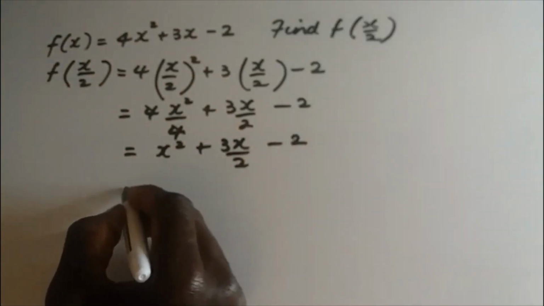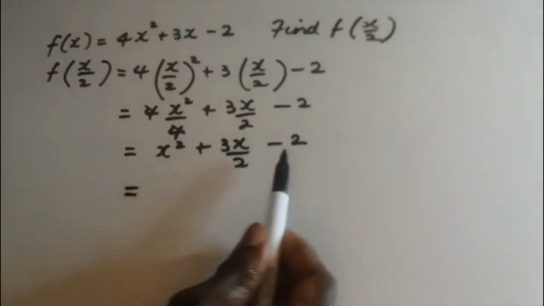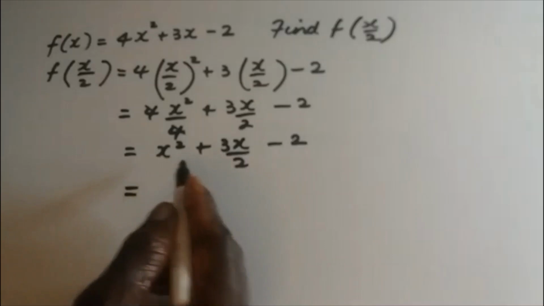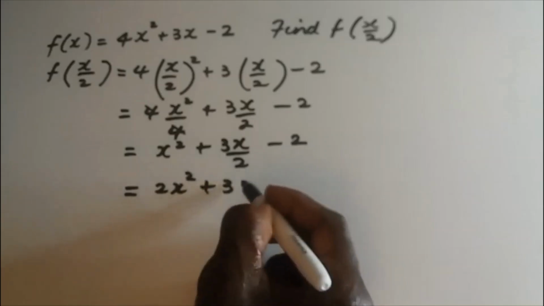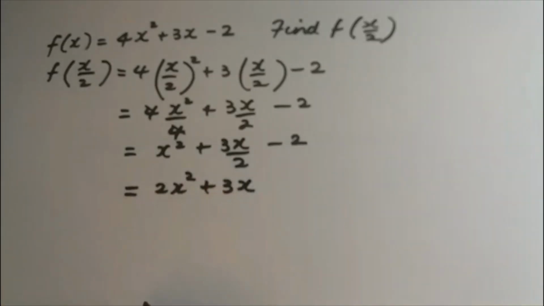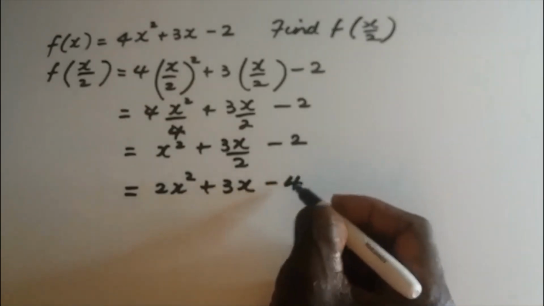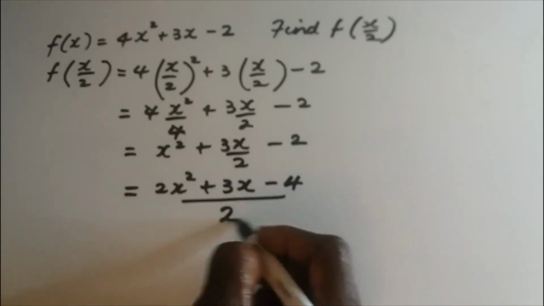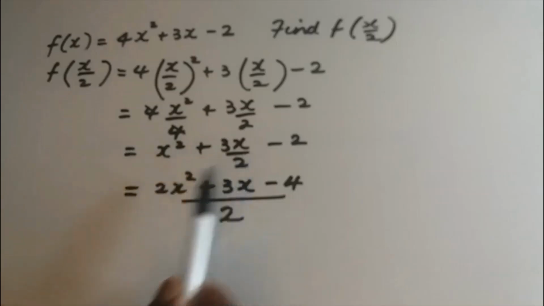Now we can simplify this just a step further by creating a common denominator for each one of these. If we multiply across here, we have 2x squared, we have 3x, we'll have the denominator of 2, and this we multiply by 2 to get 4, and our common denominator is 2. If you were to simplify this by dividing each term here by 2, you would get back to this step. So this is the simplest form of our result.